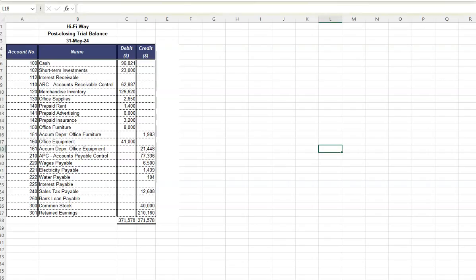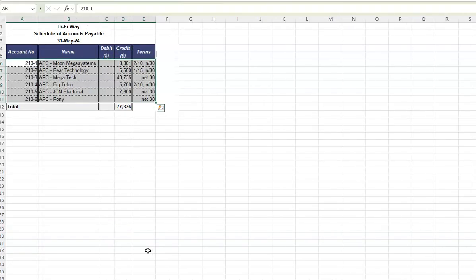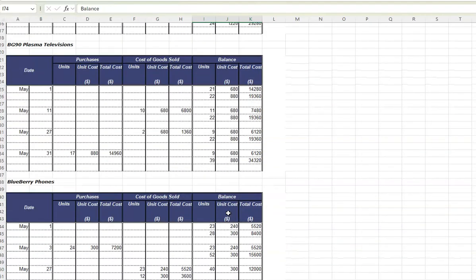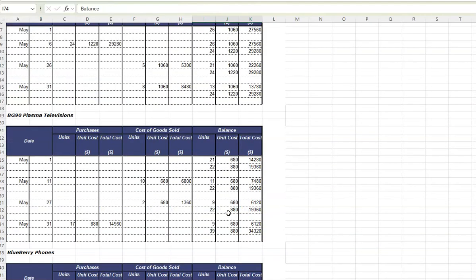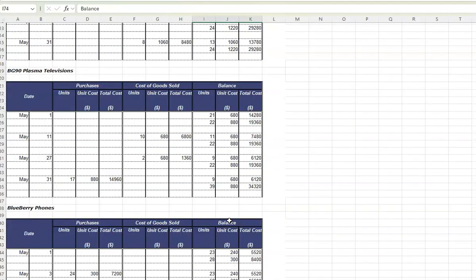They give you a schedule of accounts receivable, just a list of the people that owe you money and the balances for that. The schedule of accounts payable, again the same thing, and it gives you the terms on those guys. Inventory cards, which show all the different things they have in inventory, and the transactions during May for those guys.